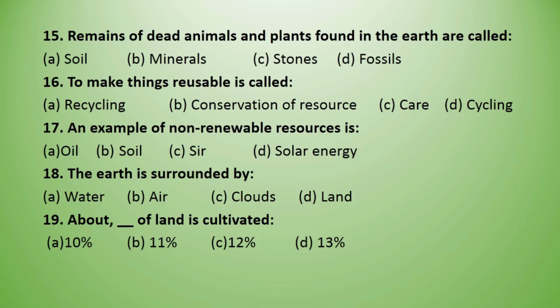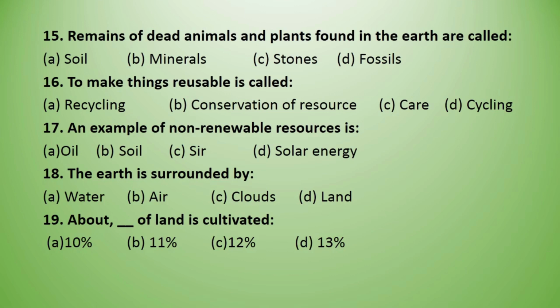16. To make things reusable is called A. recycling, B. conservation of resource, C. care, D. cycling. Answer is A. recycling. 17. An example of non-renewable resources is A. oil, B. soil, C. sun, D. solar energy. Answer is A. oil. 18. The earth is surrounded by A. water, B. air, C. clouds, D. land. Answer is B. air.